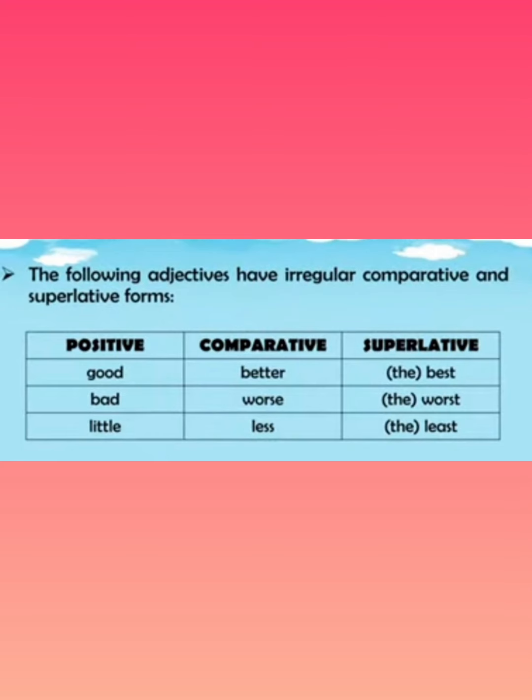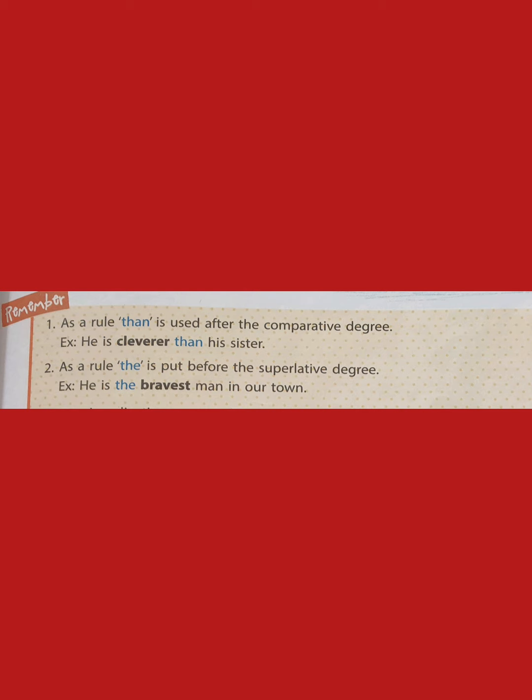Now, we need to remember comparative degree is followed by the word than. For example, he is cleverer than his sister. Secondly, we need to remember that superlative degree is preceded by the definite article the: the bravest, the largest, the most beautiful, and so on.